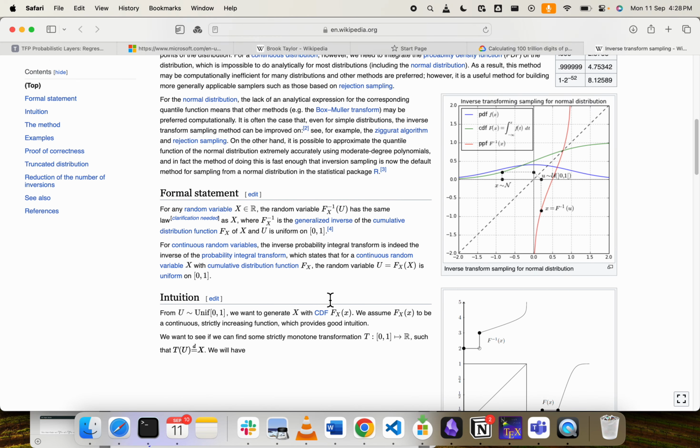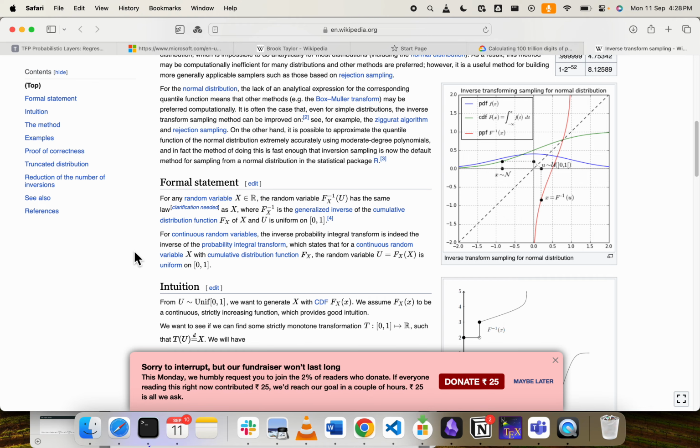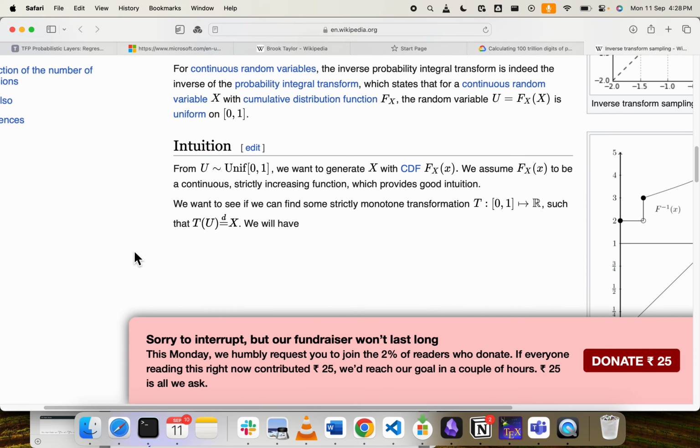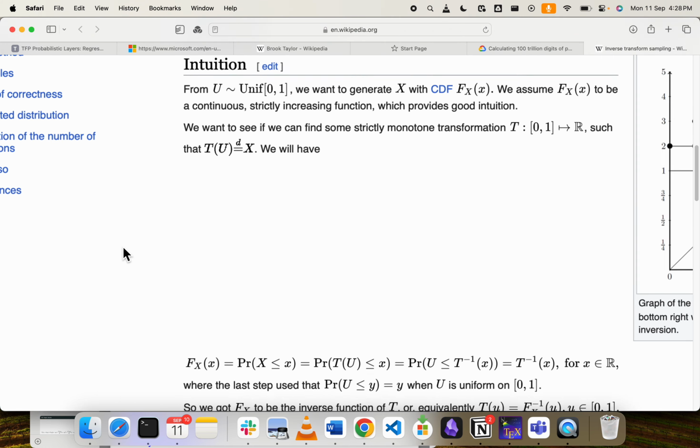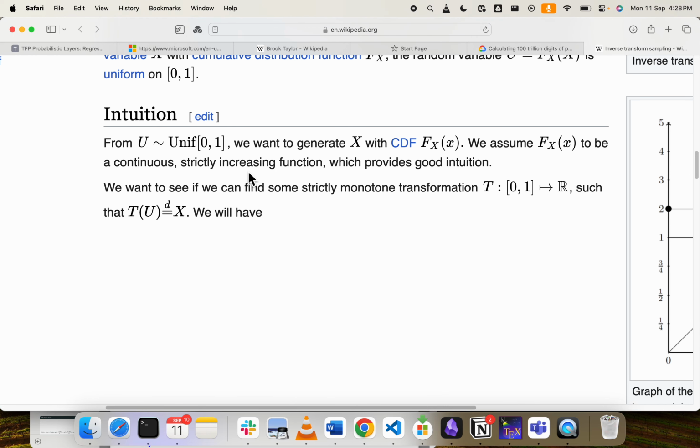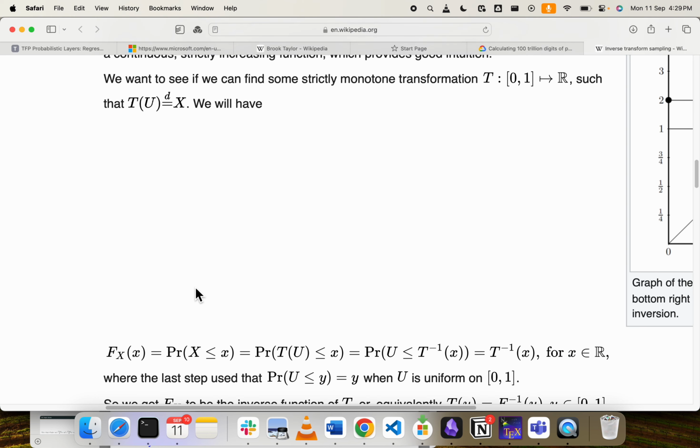I want to just leave you with the quick intuition of the proof which the Wikipedia article gives. So we have u, which is uniform between 0 and 1. We want to generate x with CDF F_X, and we want F_X to be continuously increasing, etc. So what we're saying is that let's assume a transformation exists which takes you from 0 to 1 to any real number, such that when you apply the transformation on the uniformly generated numbers, that gives you the x. So we start with that.